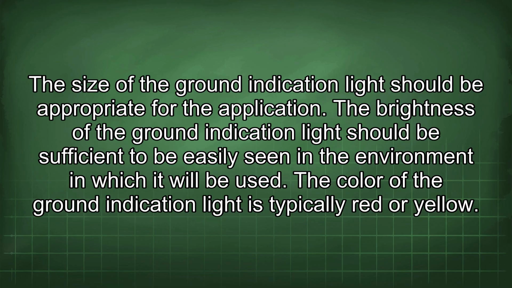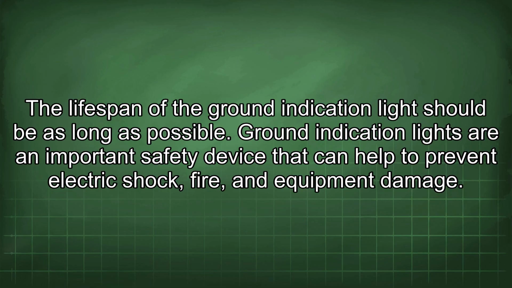The size of the ground indication light should be appropriate for the application. The brightness of the ground indication light should be sufficient to be easily seen in the environment in which it will be used. The color of the ground indication light is typically red or yellow. The lifespan of the ground indication light should be as long as possible.